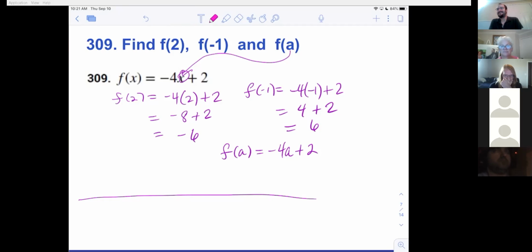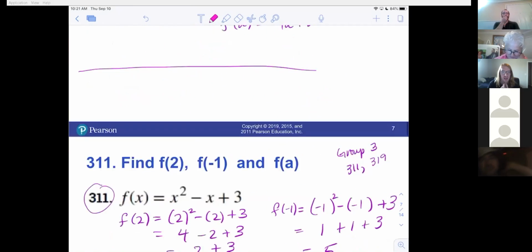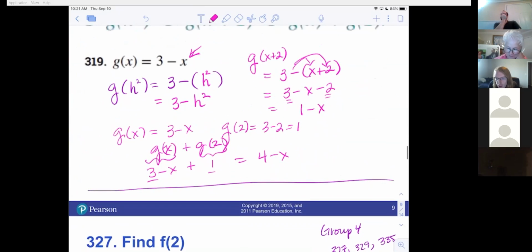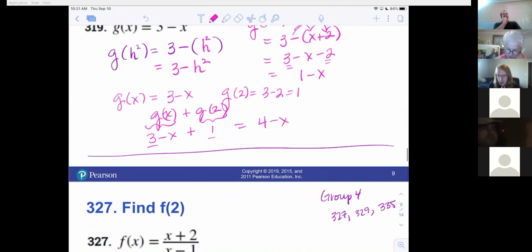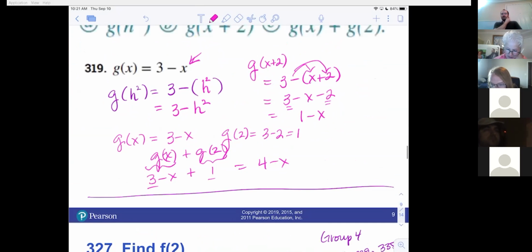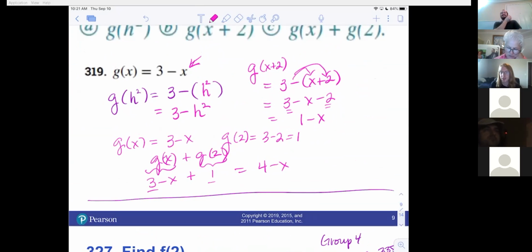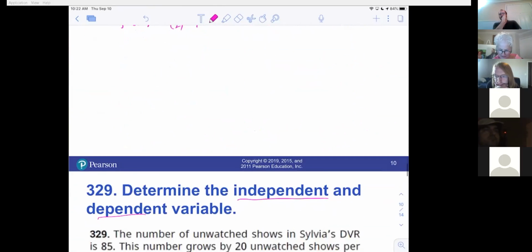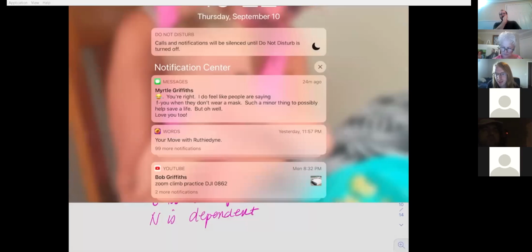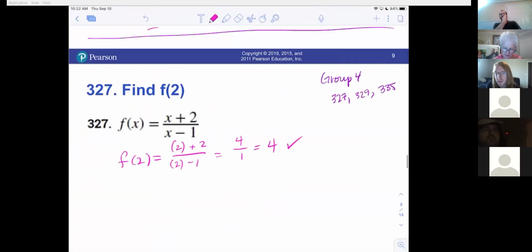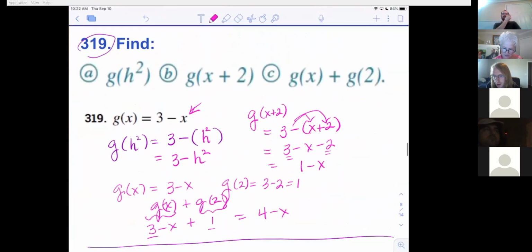Any questions over anything? I kind of lost track on 319C, the g of x plus g of 2. So I was just figuring out how I needed to plug that one in again. Okay, 319, with parentheses. g of x plus g of 2. It's on 319, right there. Oh, right here. Okay, got it.